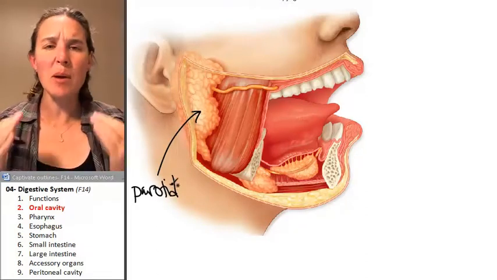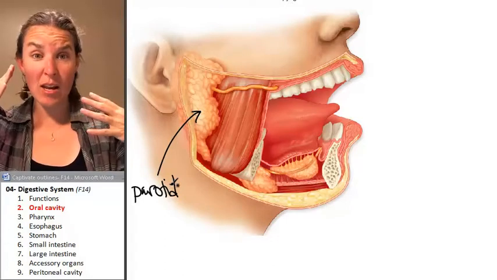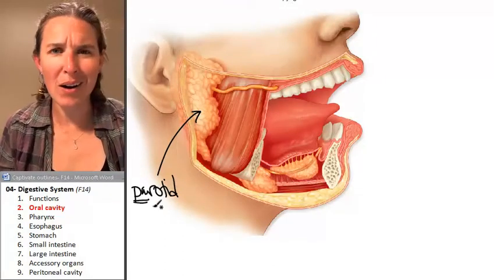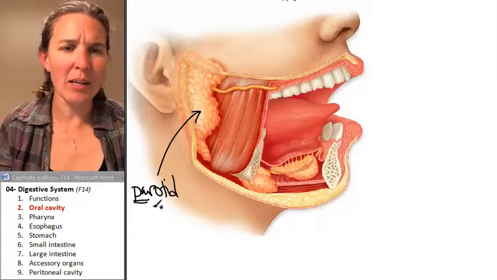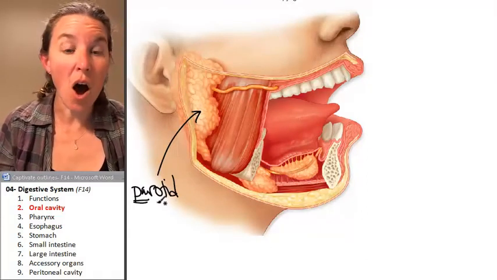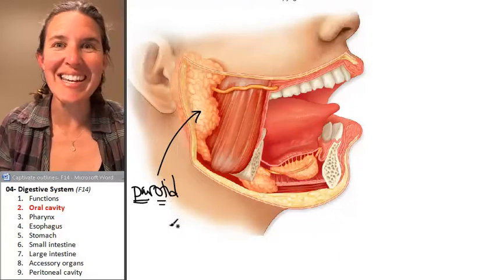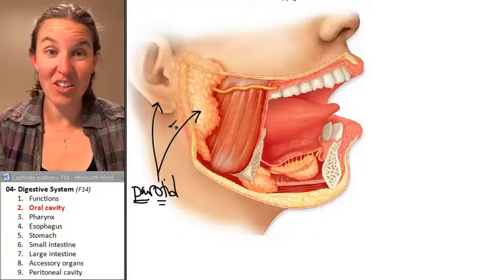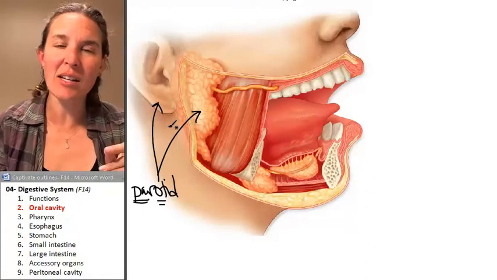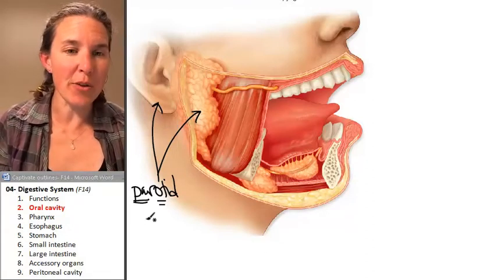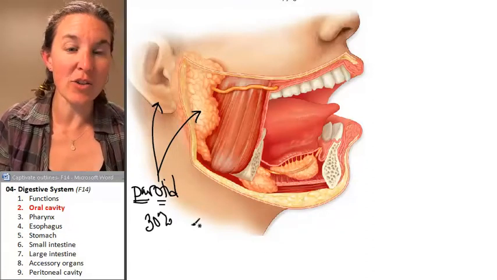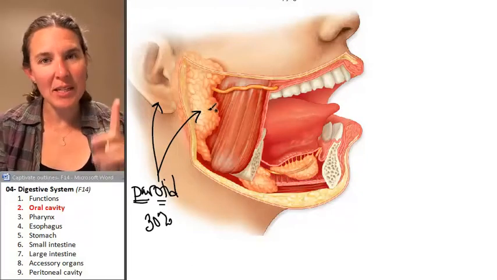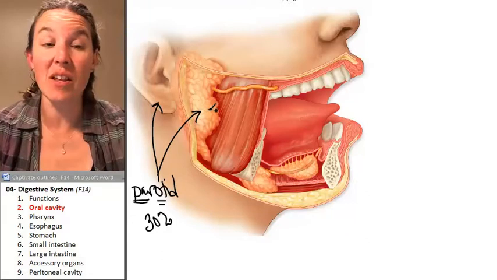And please remember that this is just one side. We actually have another parotid gland on the other side. Par means next to. Ot means ear. So the parotid gland is actually next to your ear. The parotid gland produces about 30% of your saliva. And there's one duct that's emptying out of your parotid gland, and you can actually feel it.